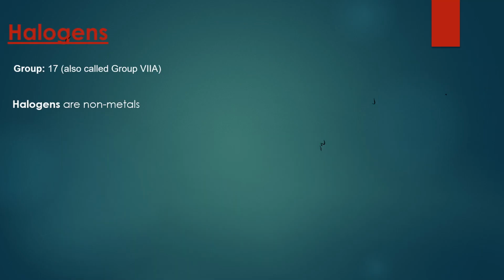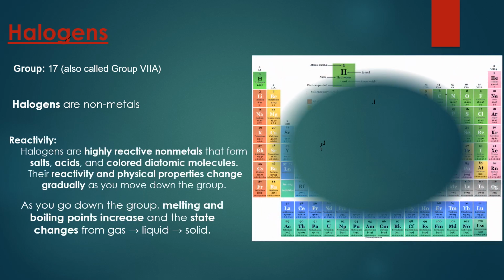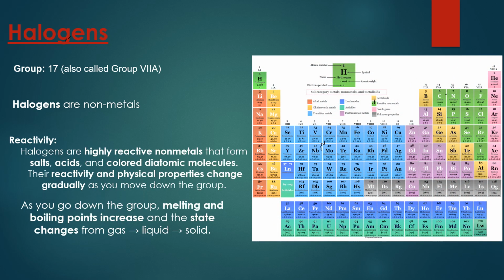Hi, I'm Ryan. Now we're going to talk about halogens. Halogens are nonmetals that are found in group 17, which is this one. They're also highly reactive nonmetals that form salts and acids. And as they go down the group, their physical properties change and the state changes from gas to liquid to solids.